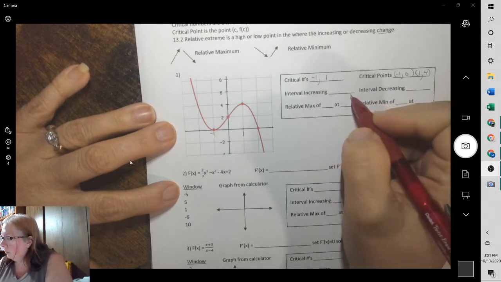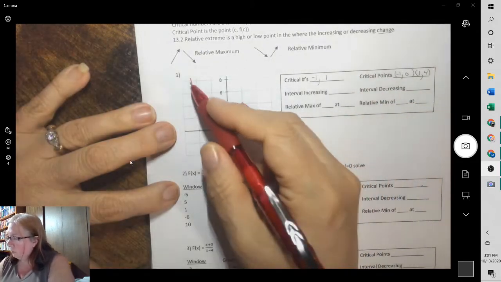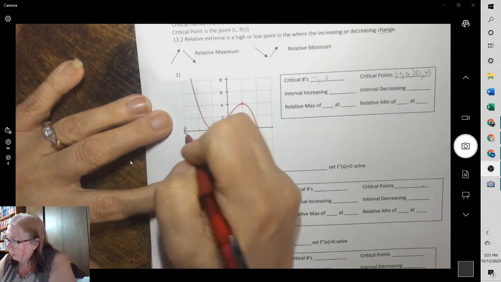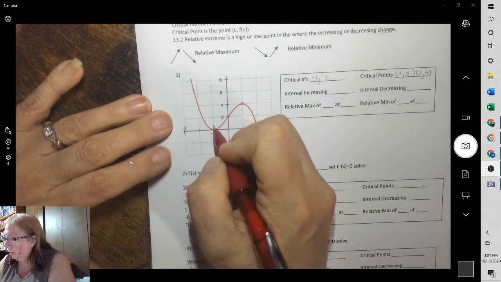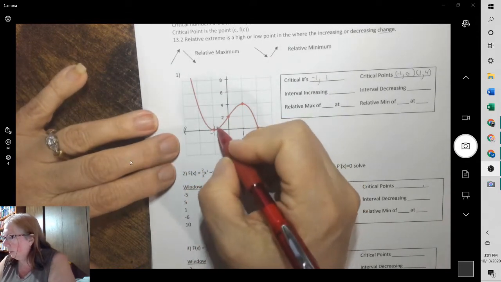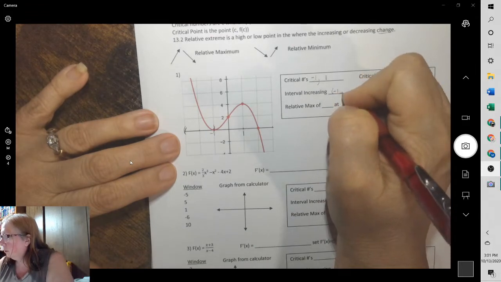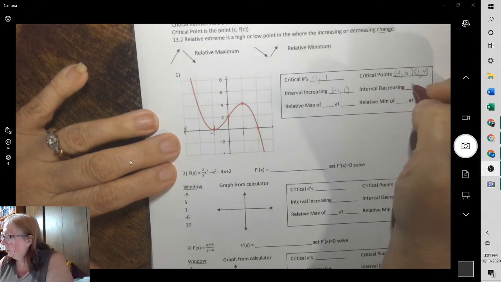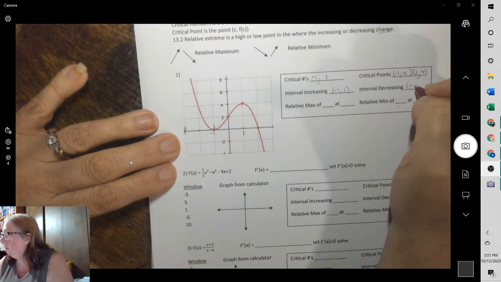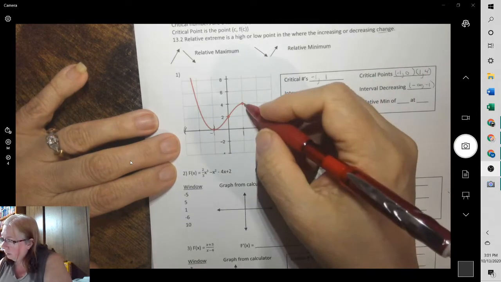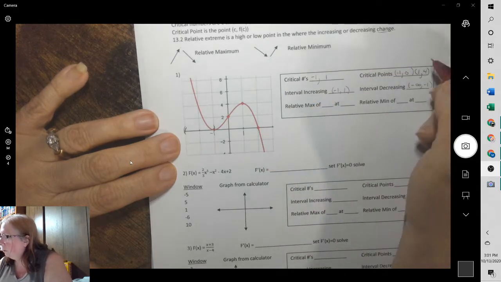Interval where it's increasing, well, it starts out decreasing. From -infinity to -1, it decreases. Here it increases from -1 to 1. So we said decreasing, -infinity to -1, and 1 to infinity.